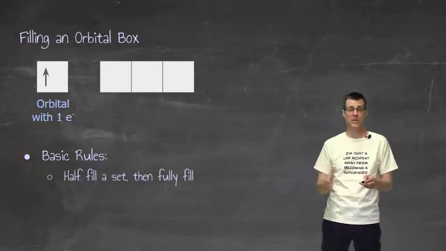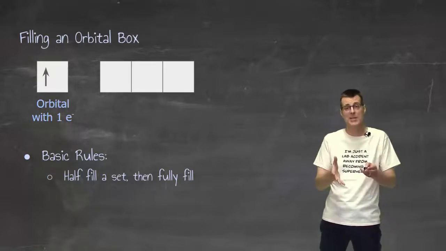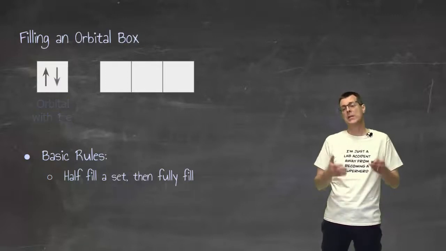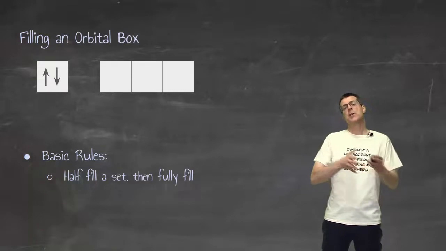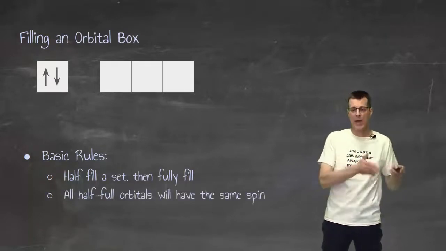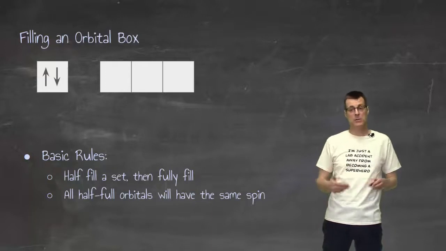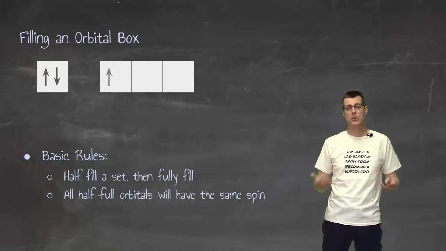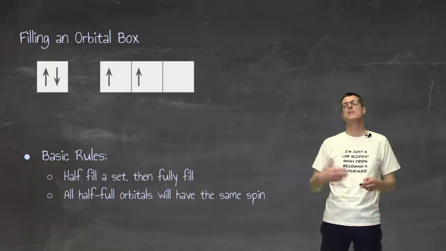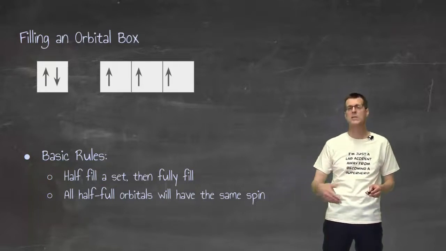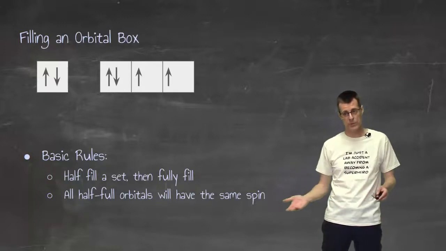So in my first one there, that single box represents a pretty small set, but a set. So I'm going to half fill it, and then I'm going to fully fill it. After that, I'm going to move on to the next set, and I'm going to half fill that set, and then I will fully fill that set. So in other words, I'm going to put 1 electron in the first box, and then I'll put 1 electron in the next box, and then I'll put another electron in the third box before I go back and start to fully fill that set of orbitals.